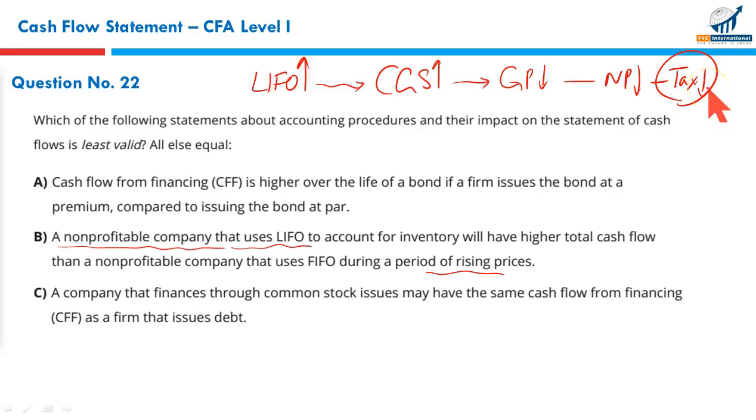But that is only possible if the company is profitable, because only a profitable company pays taxes. A non-profitable company gets some tax credits or some tax adjustments, right? So this is the wrong statement. If you cancel this non, then the statement will be correct. A profitable company that uses LIFO to account for inventory will have higher total cash flow than a profitable company that uses FIFO, because if the prices are rising, using LIFO will charge higher cost to your CGS. When CGS goes up, the profit goes down. When the profit goes down, you pay less tax. Hence, when you pay less taxes, comparatively with this company, you will have higher cash flows.